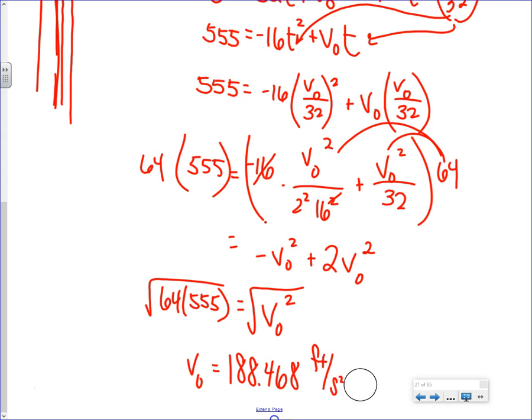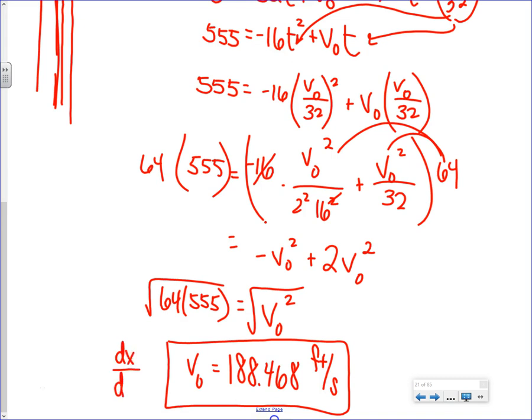No, velocity. Sorry. Feet per second. Acceleration is feet per second squared. Because remember, velocity is the derivative of position with respect to time. Feet per second. Remember related rates and how we did units? Feet per second.